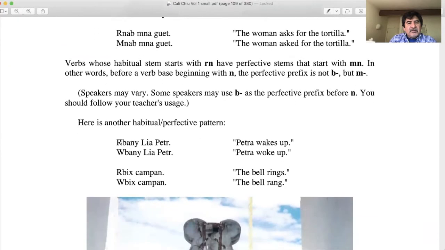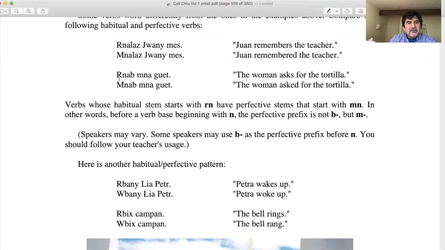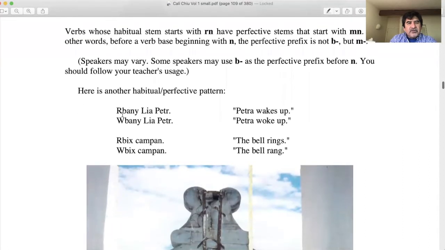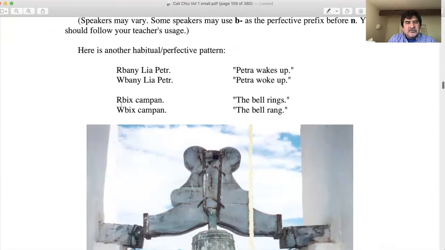Sometimes we also use the W with the RBs. Here with the RN, we change the R for an M. And with the RBs, we change the R for a W. So I guess in Zapotec, we couldn't have two Bs, but who knows? I'm just speculating as to why we do that. But if you have the RB, the R turns into a W. So just remember that as you're doing your exercises.